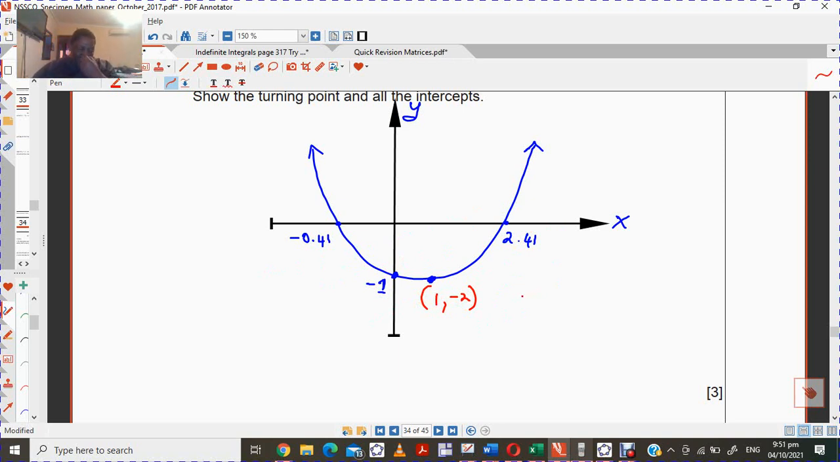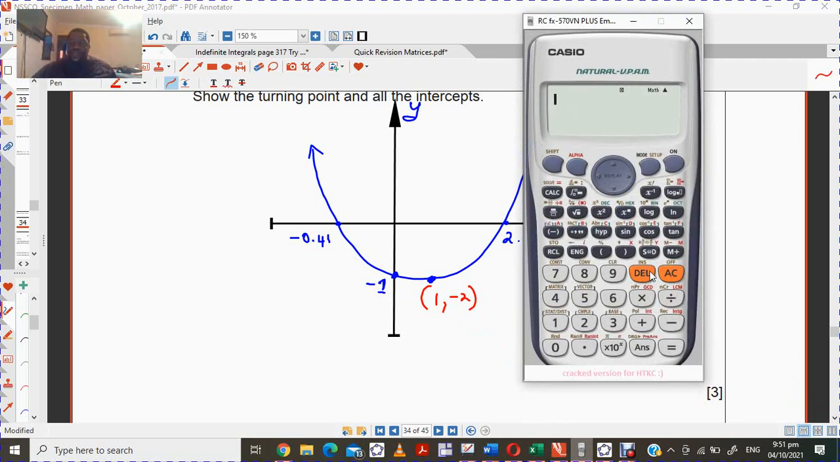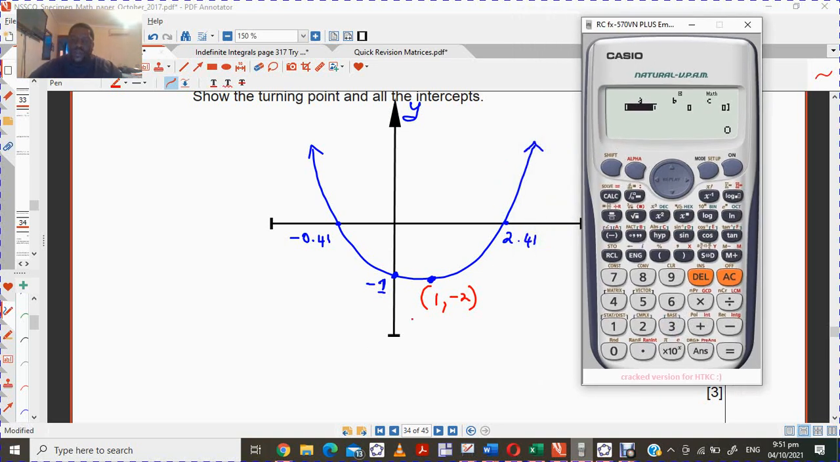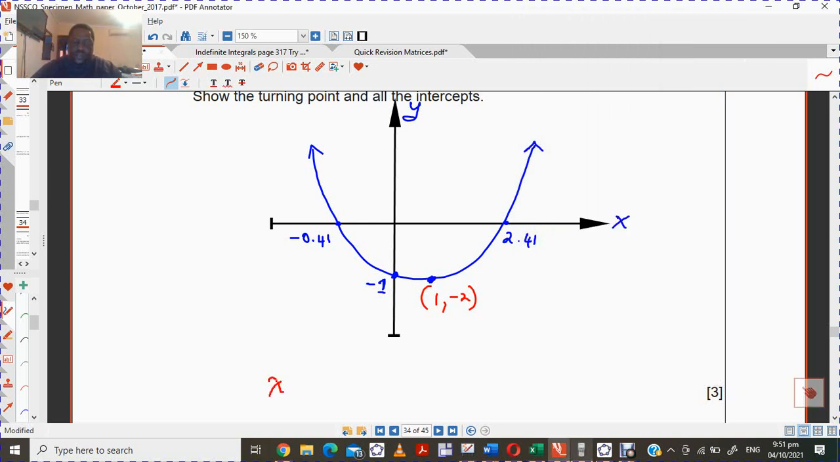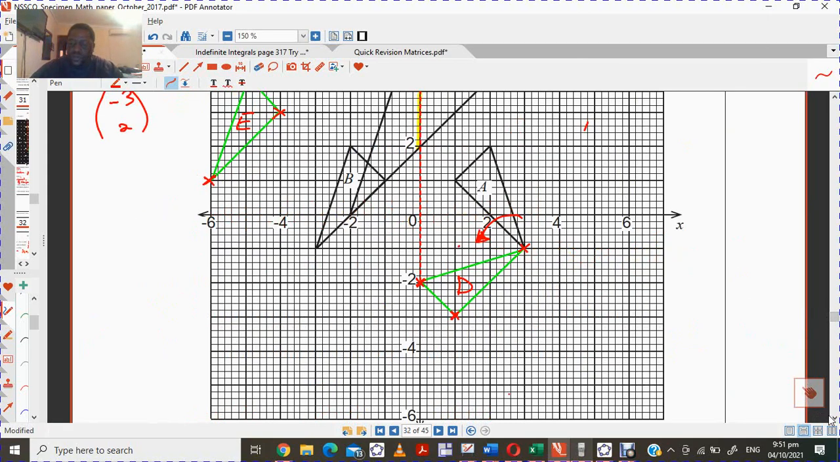You see, the nice thing about your turning point, if you use this calculator, I just want to show you something. You go to mode, you go to 5 for equation, and then you go to 3 because it's a quadratic equation, and you wish to solve this equation. The equation is x squared. I'm just going to write it down as it was. Oops, I went too far.